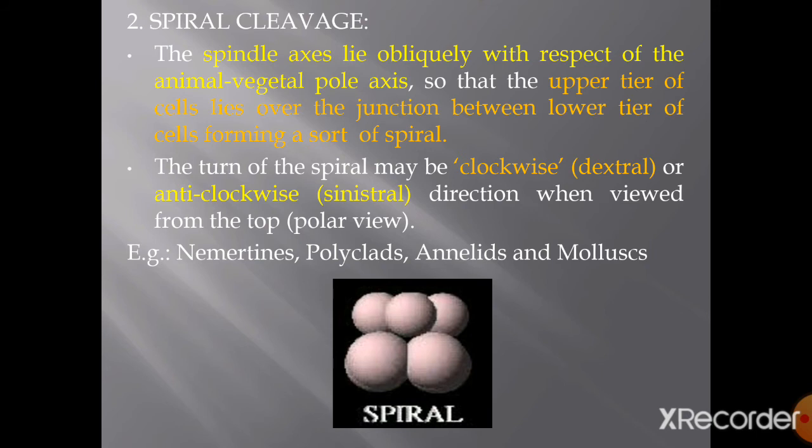The moment we say spiral, the turn may be clockwise, which we call dextral, or anticlockwise, which we call sinistral, when viewed from the top, that is the polar view. The best examples for spiral cleavage are nemertines, polyclads, annelids, mollusks, etc. All of them exhibit spiral cleavage.